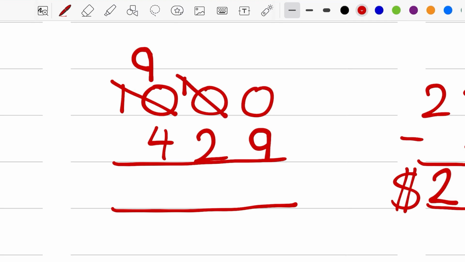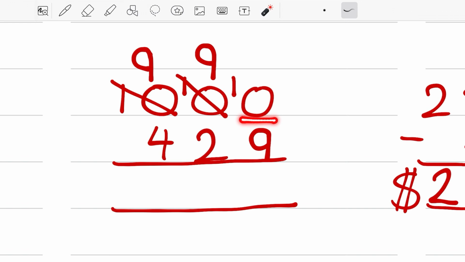10 take away 1 again is 9. And we carry that 1 across to the right. So the 0 could not have taken away the 9. So we go to the left until we find a number that can lend us 1.